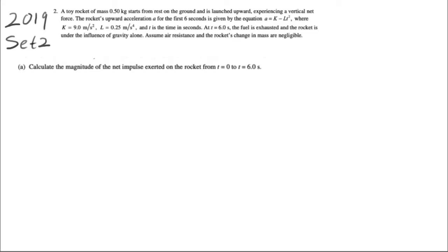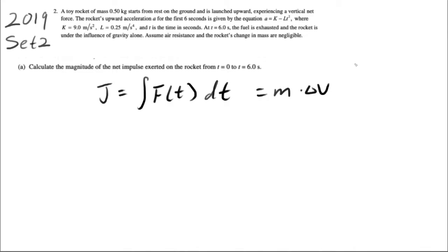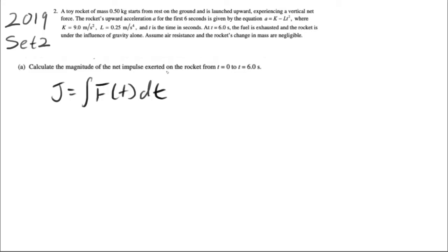Alright, part A. Calculate the magnitude of the net impulse exerted on the rocket from t equals 0 to t equals 6 seconds. So this question is clear that we need to find net impulse, and the impulse equation is impulse equals the integral of force with respect to time dt, or it can equal m times delta v, or delta velocity. So we can use either way. I prefer to use the left side integral of F dt because that's just solving an integral. It's a one-step process. While using m times delta v, you're going to have to find final velocity before you can find net impulse. So let's start with the first option.